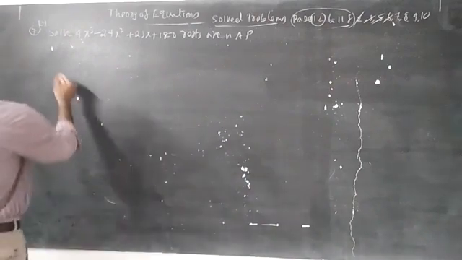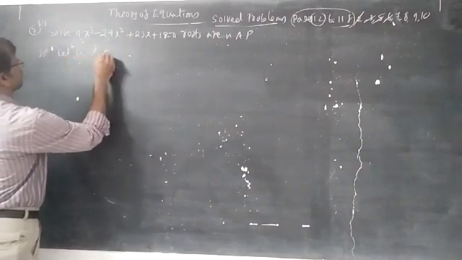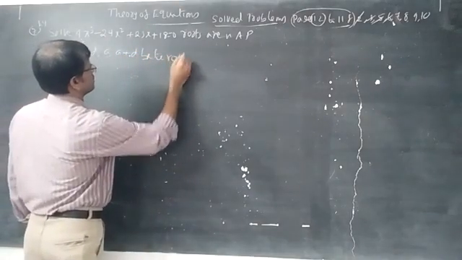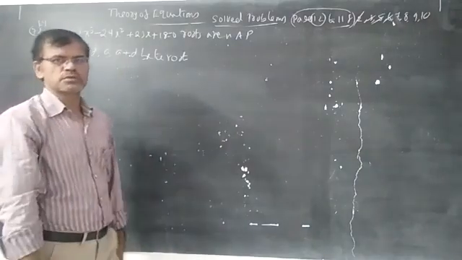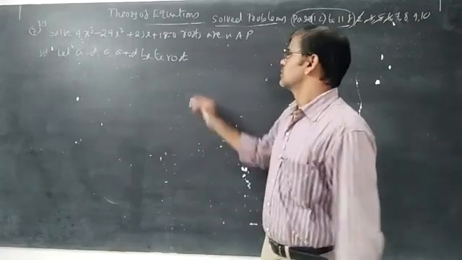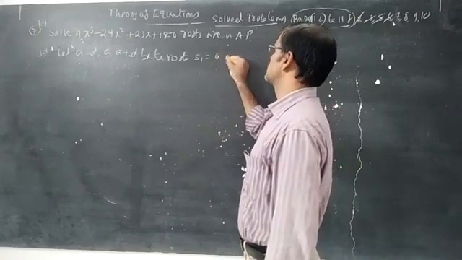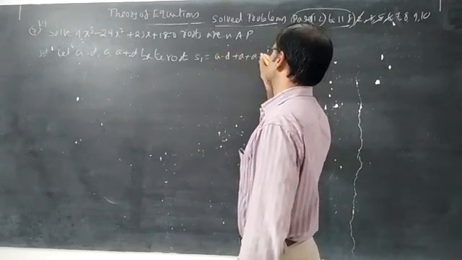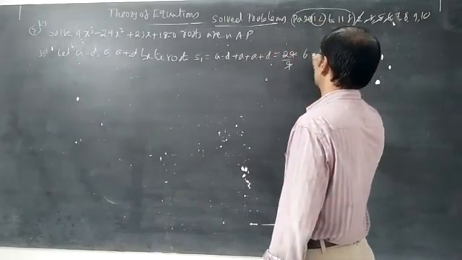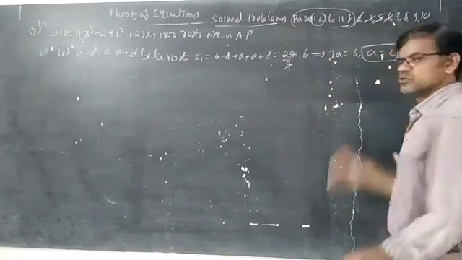If the roots are in AP, we can think let a minus d comma a comma a plus d be the roots. Now, sum of roots, S1, we can understand a minus d plus a plus d is equal to 24 by 4, that is 6. That implies 3a is equal to 6. So a is equal to 2, we got.